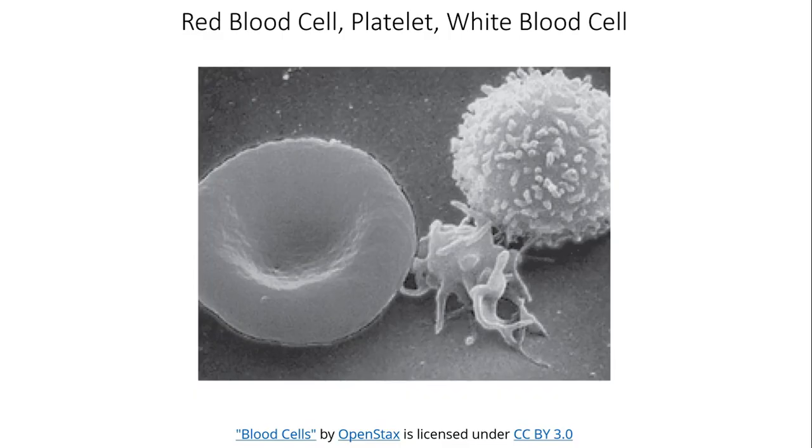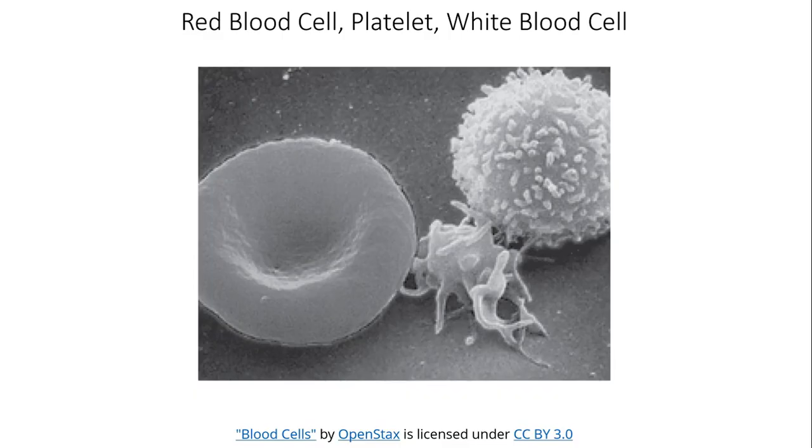So blood is made up primarily of 3 cell types and then a lot of fluid to hold these different types of cells. So we have erythrocytes, also known as red blood cells, and then platelets and white blood cells, which are also referred to as leukocytes.